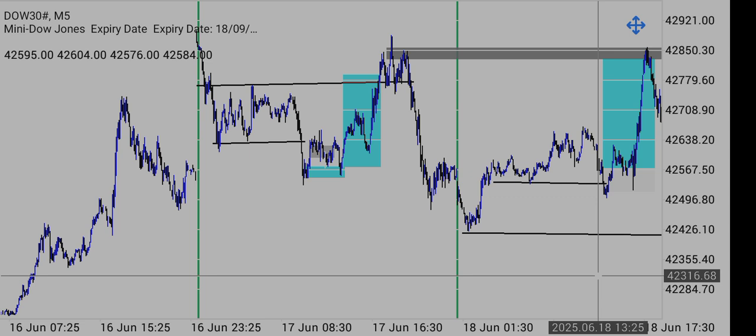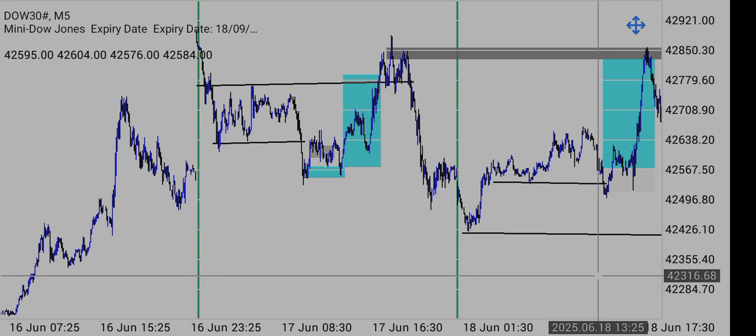The magnet theory says that price, after taking the sell stop or buy stop, or the liquidity of the previous day low or high, in a 5 minute time frame or 15-minute time frame, not on the daily or hourly time frame, takes the previous day high or low liquidity or the current day low or high liquidity, and it explodes in the other direction.